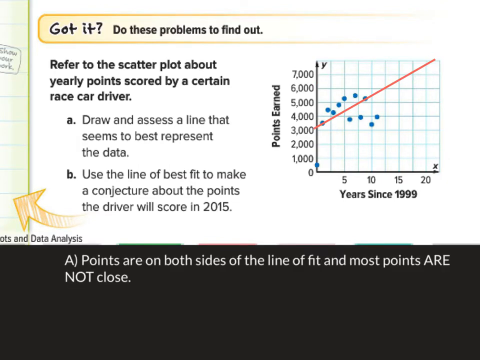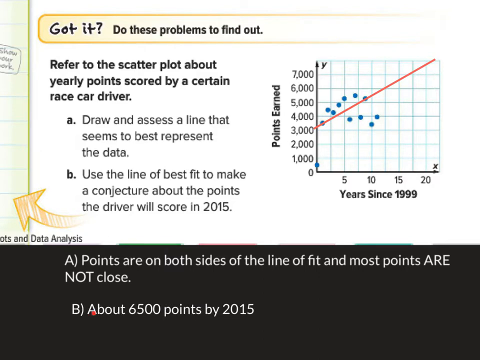For A, I would write points are on both sides of the line of fit, and most points are not close. You can see they're not close. They're not following, they're not right along. I only have 2 points really on the line, but the rest are far from it. So it's an average of a big range, essentially. And then use the line of best fit to make a conjecture about 2015. I would say in 2015, like we're seeing here, it follows about 6,500.